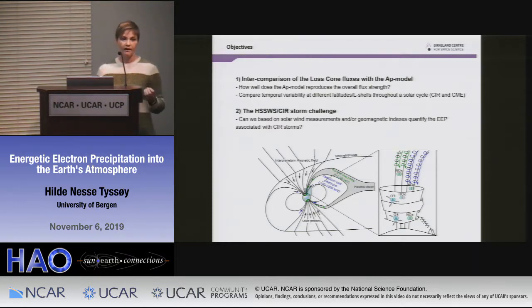If the fluxes look different when you have a solar wind driver, which is a coronal mass ejection, or when you have high-speed solar wind and corotating interaction region-driven storms. And as part 2 of this talk indicates, there are some challenges associated in particular with the CIR storms, which I will address.